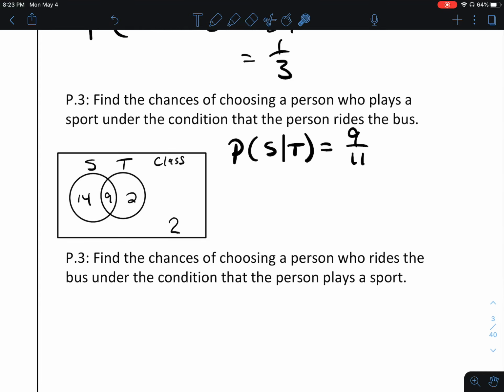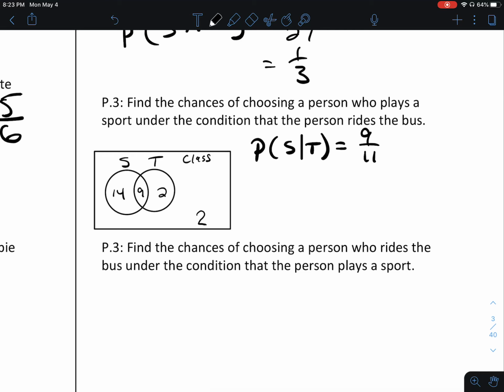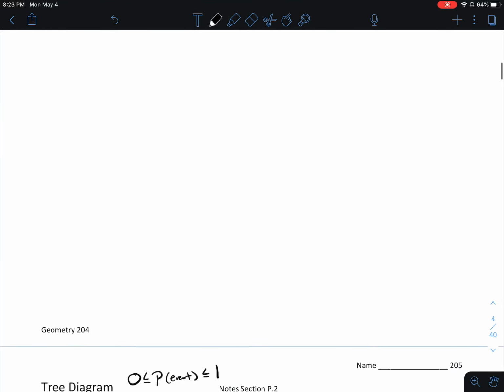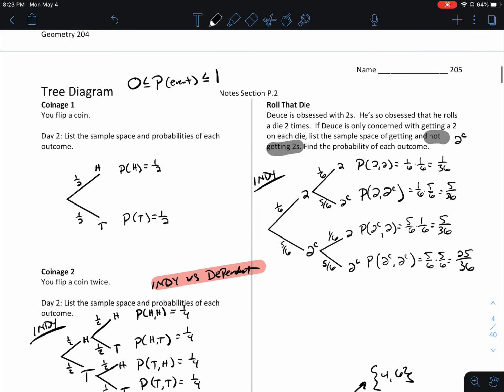Let's see the next question. Find the chances of choosing a person who rides the bus. Find the probability the person rides the bus under the condition that the person plays a sport. So our denominator is looking only at people that play sports. That's 14 plus 9, that's 23. Of those 23, how many of those ride the bus? Well, that's 9 people, so that's 9 out of 23. These are conditional probabilities. Let's go forward to our second page of notes.